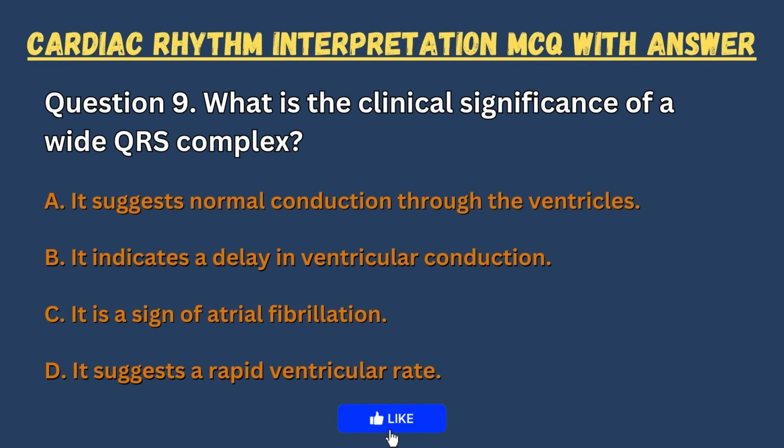Question 9. What is the clinical significance of a wide QRS complex? A. It suggests normal conduction through the ventricles. B. It indicates a delay in ventricular conduction. C. It is a sign of atrial fibrillation. D. It suggests a rapid ventricular rate.